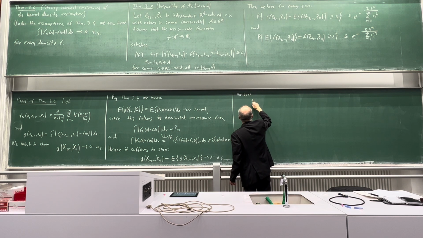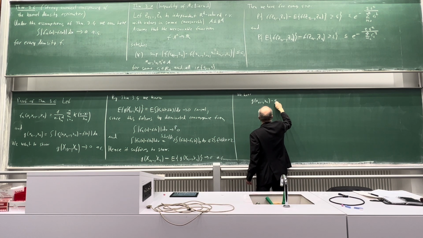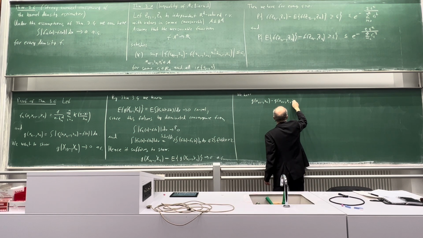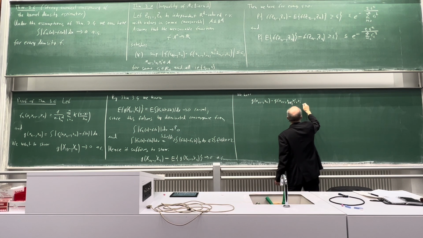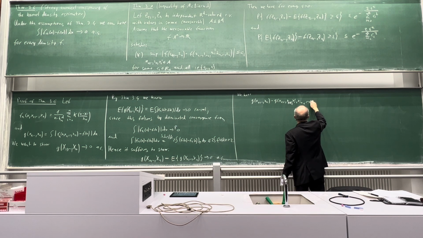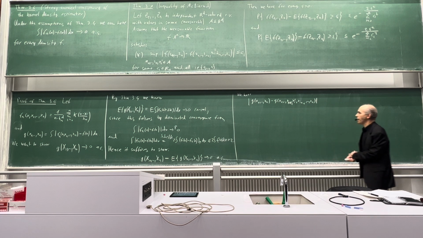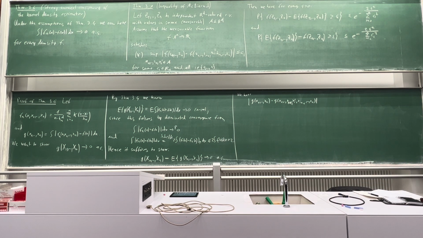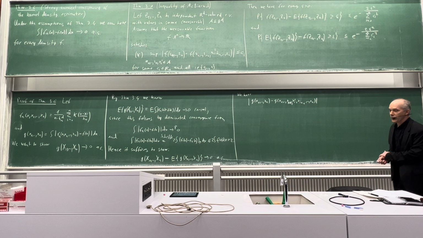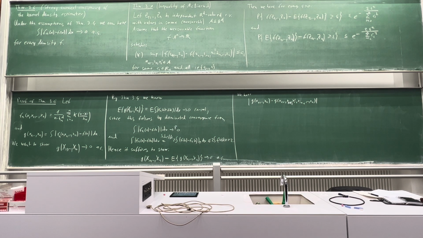So let me look at this one: the absolute value of g of x1 to xn minus g of x1 to xi prime, xi plus 1 to xn. I want to bound this guy. Here x1 to xn and xi prime are real numbers.